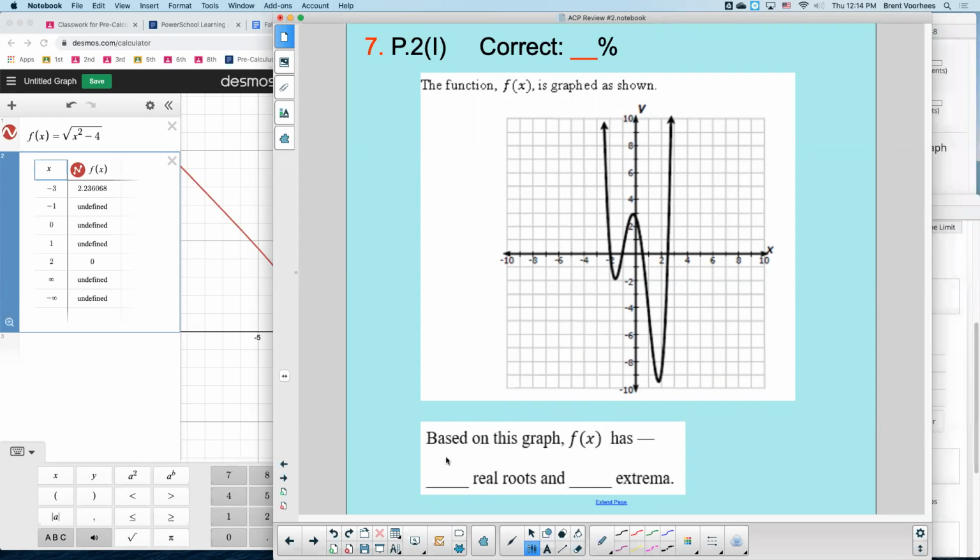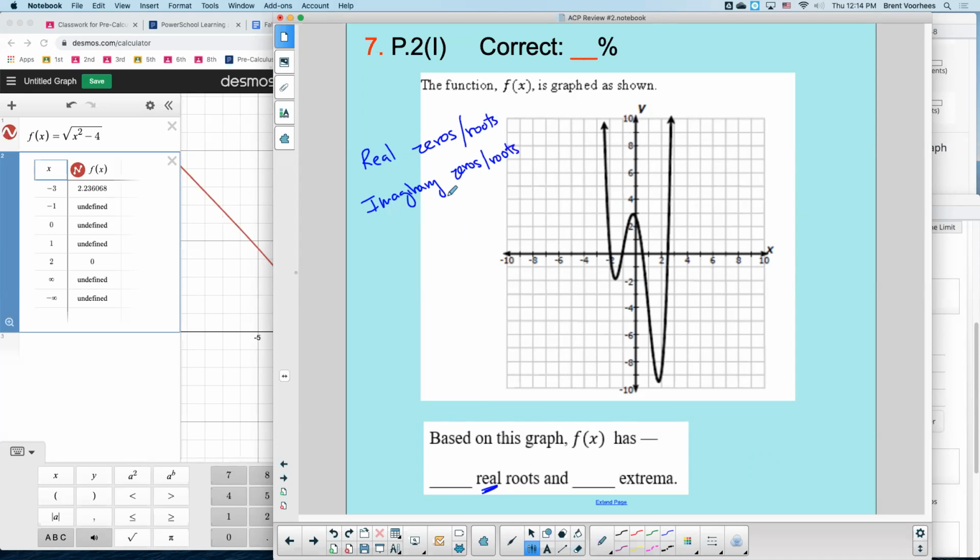But this has an extra adjective. The word is real. And why I want to draw attention to this is because we had real zeros. I'm going to use the word zeros. You can say roots, but I usually say zeros. You can have real, and you can also have imaginary zeros or roots. I don't know if you remember this. Imaginary ones you cannot see, but you can tell by the equation how many they are. It's the highest power. This problem only wants to know the real ones.